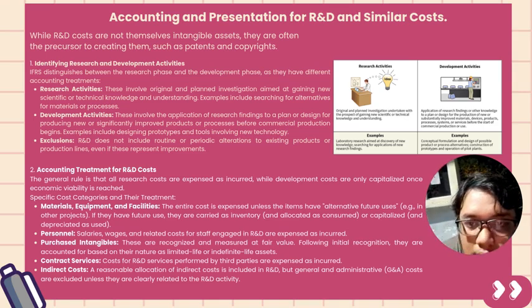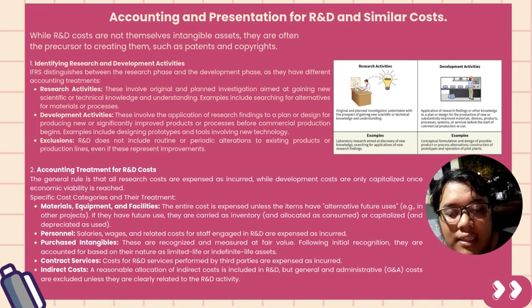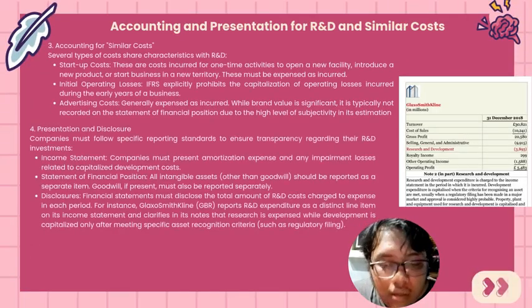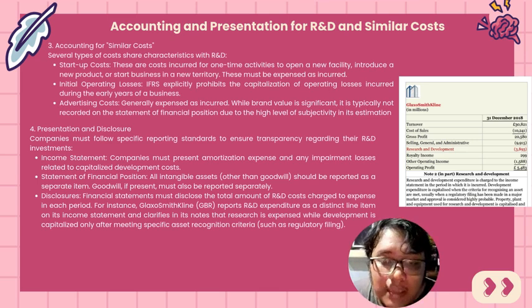Fourth is contract services, where costs for R&D services performed by third parties are expensed as incurred. And lastly is indirect costs, where reasonable allocation of indirect costs is included in R&D, but general and administrative or G&A costs are excluded unless they are related to the R&D activity itself. Okay, next in the discussion is about accounting for similar costs to R&D, or costs that are similar to R&D costs. There are several types of costs that share the same characteristics.